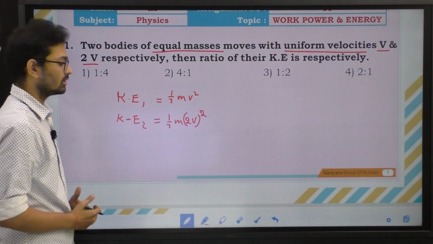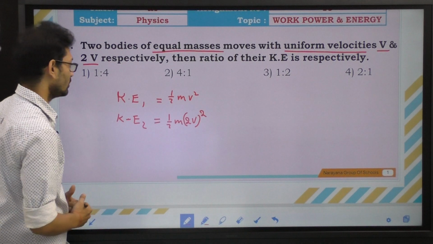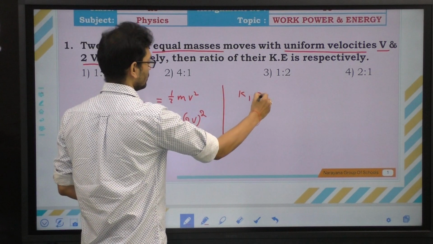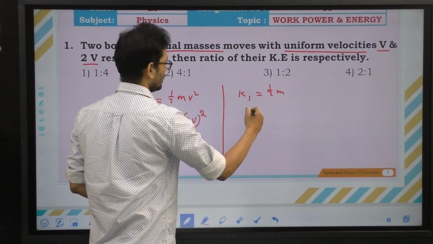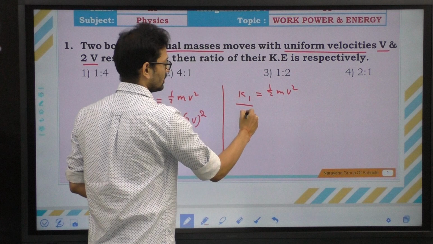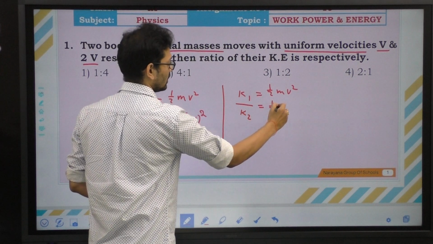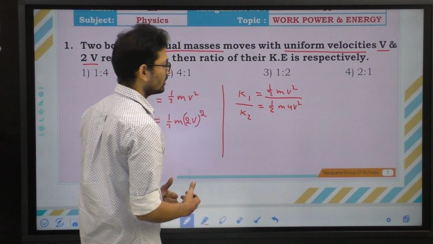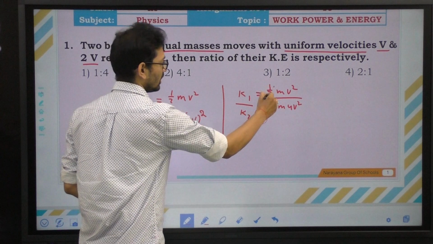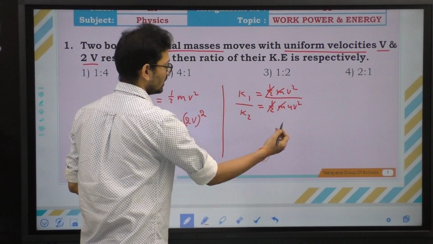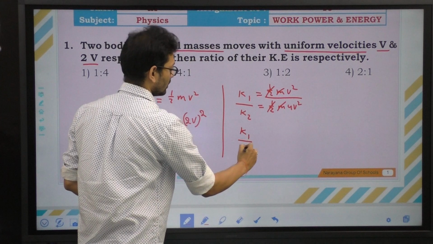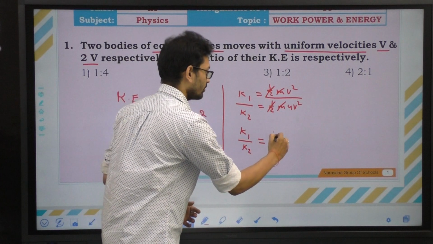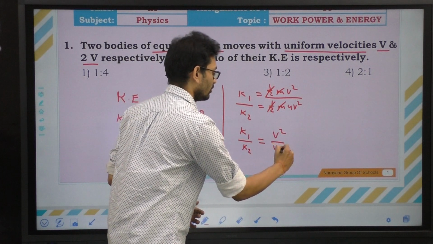Now they are asking you to find the ratio. So if you try to find the ratio, I will write k1 is equal to half m v square, by k2 is equal to half m 4 v square. Now from here you can see that half gets cancelled, m gets cancelled, and you will be left with k1 by k2, that is kinetic energy 1 by kinetic energy 2, is equal to v square by 4 v square.